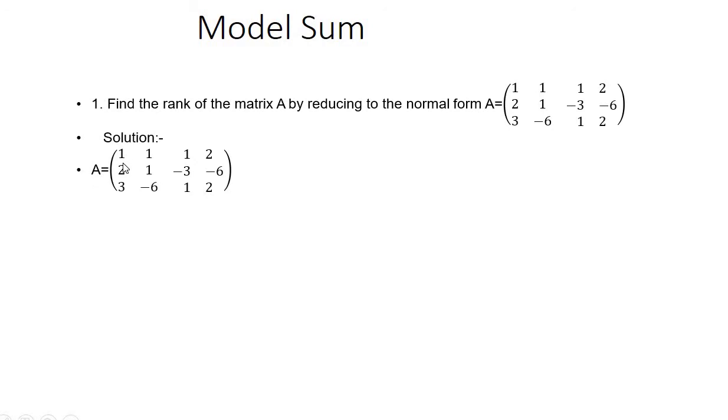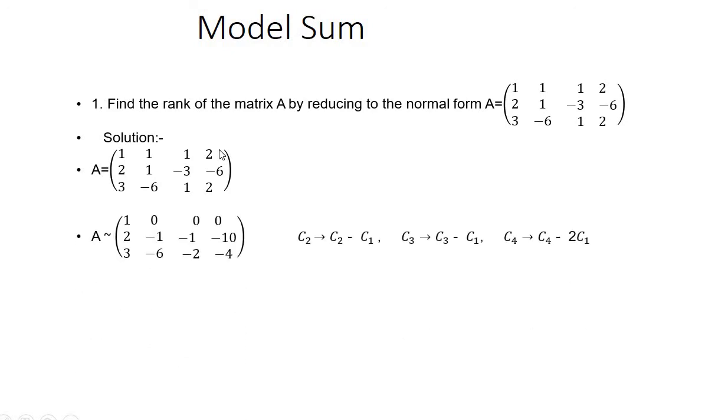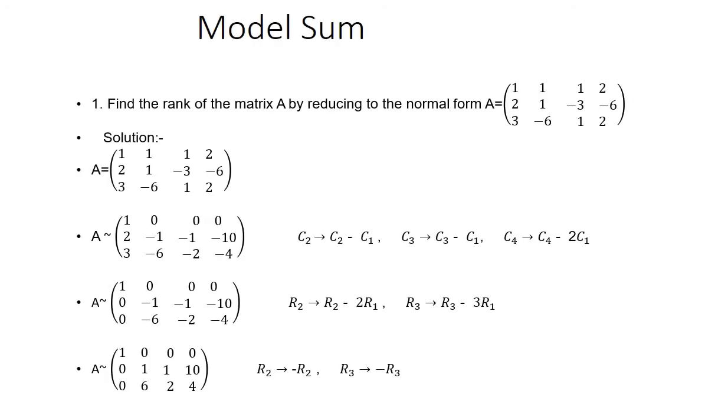A is equal to 1, 2, 3 first column, 1, 1, minus 6, 1, minus 3, 1, 2, minus 6, 2. So, this is the given matrix. Now, let me have row and column operations. See, when I have the column operation, what I have to do is make the elements of the first row 0 other than 1. First row elements all should be zeros.